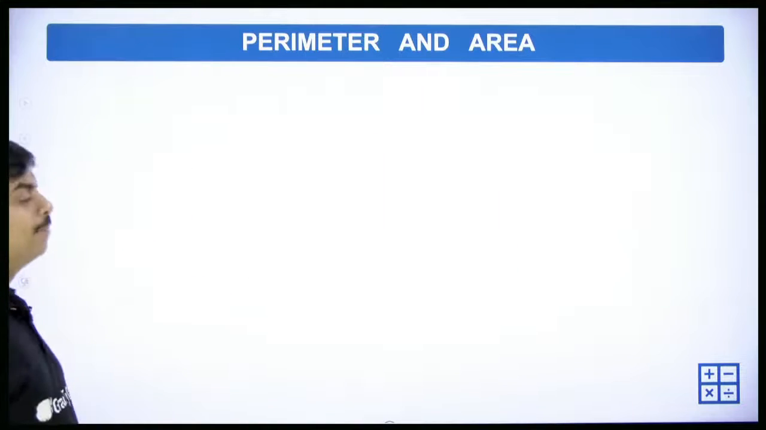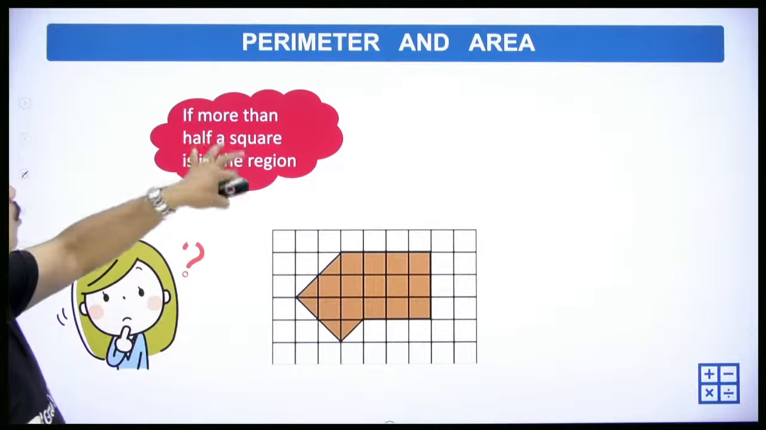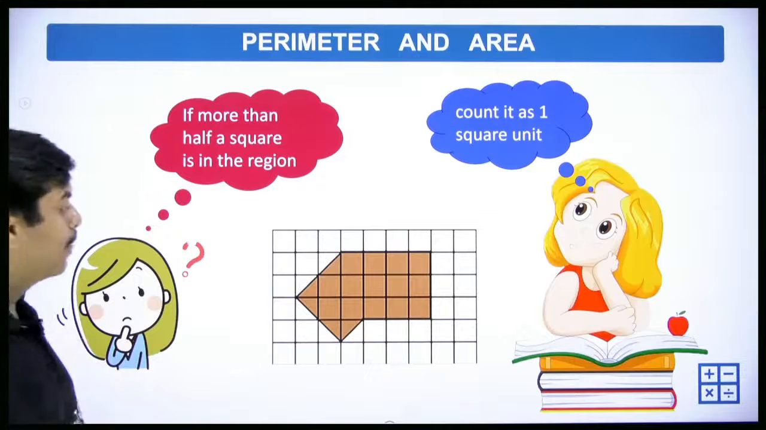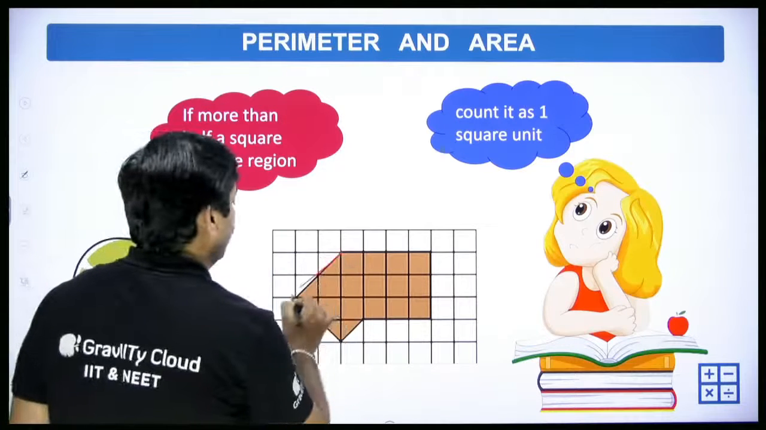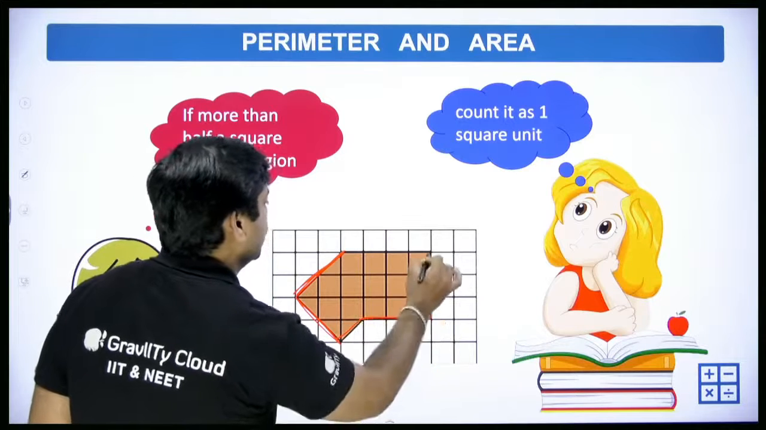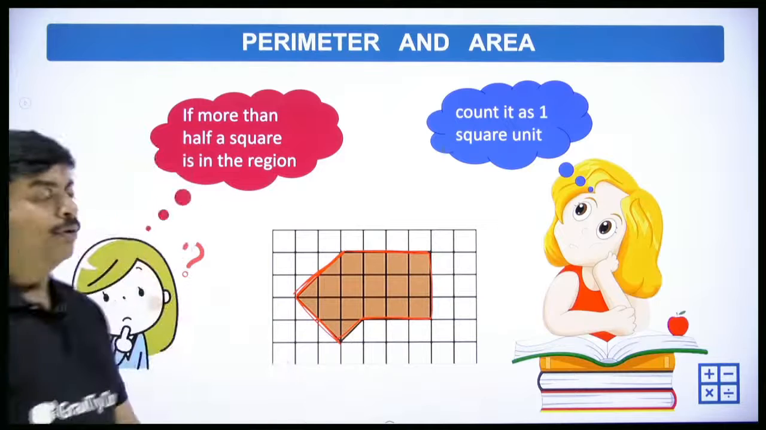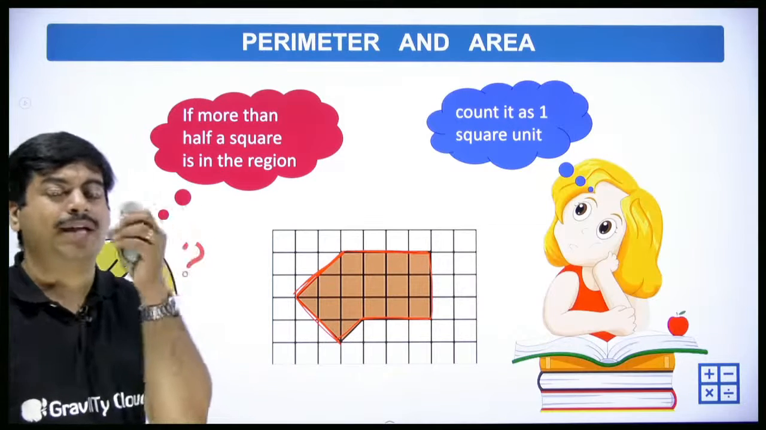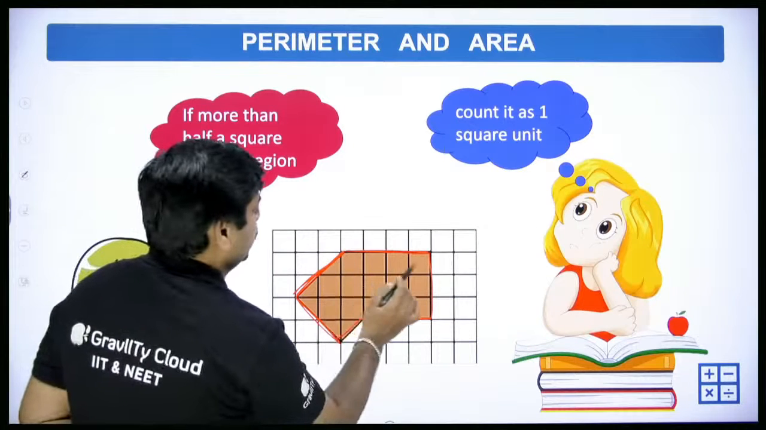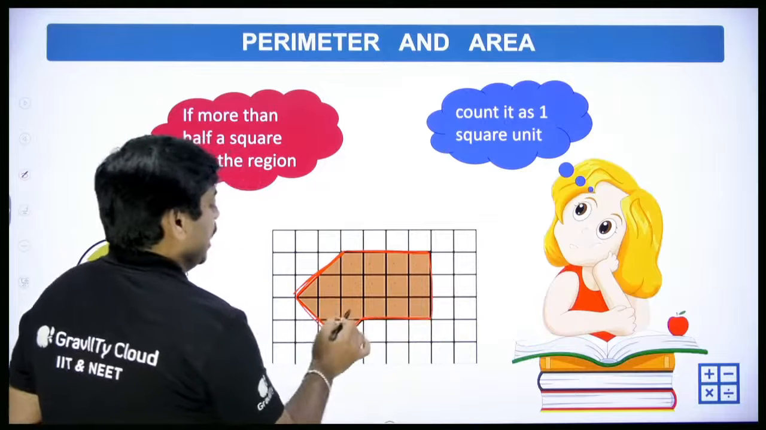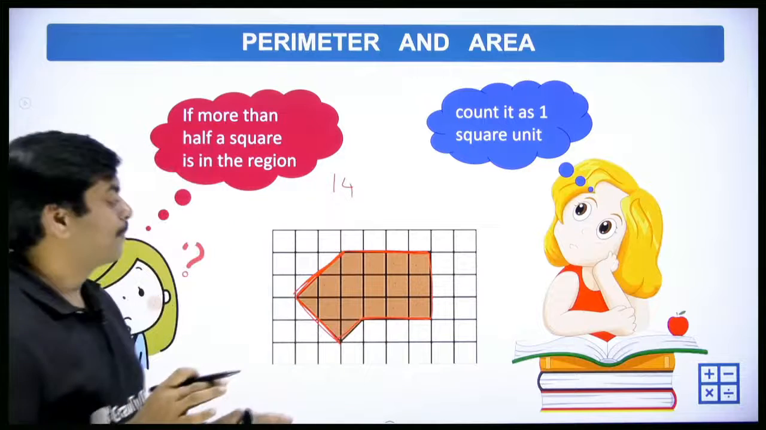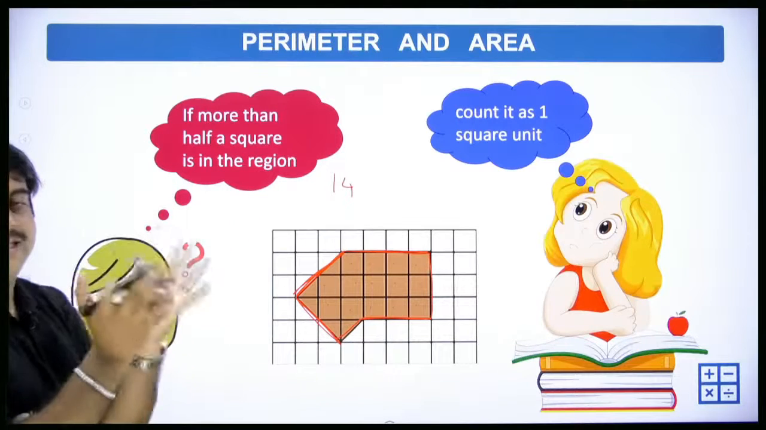So let's try to take one example. If more than half a square is in the region, count it as one square unit. For example, I am going to find the area of this figure, the area of this brown enclosed figure. Now we need to find all the squares. How many squares are there? Let me see that. 1, 2, 3, 4, 5, 6, 7, 8, 9, 10, 11, 12, 13, 14. So 14 full squares are there, that means the complete square is there.